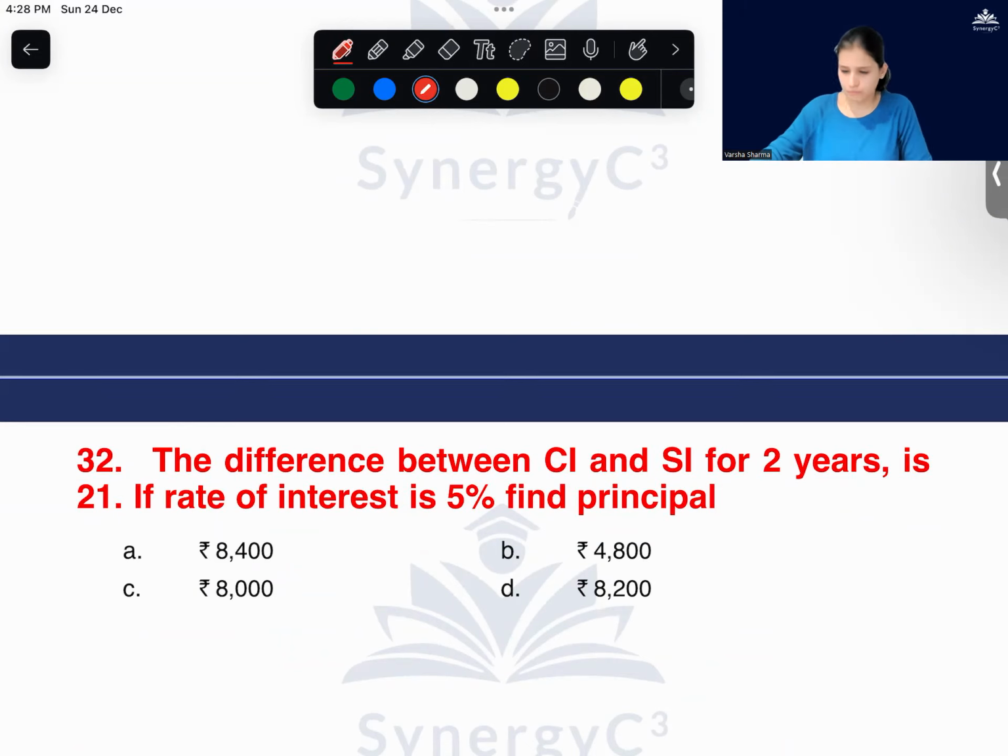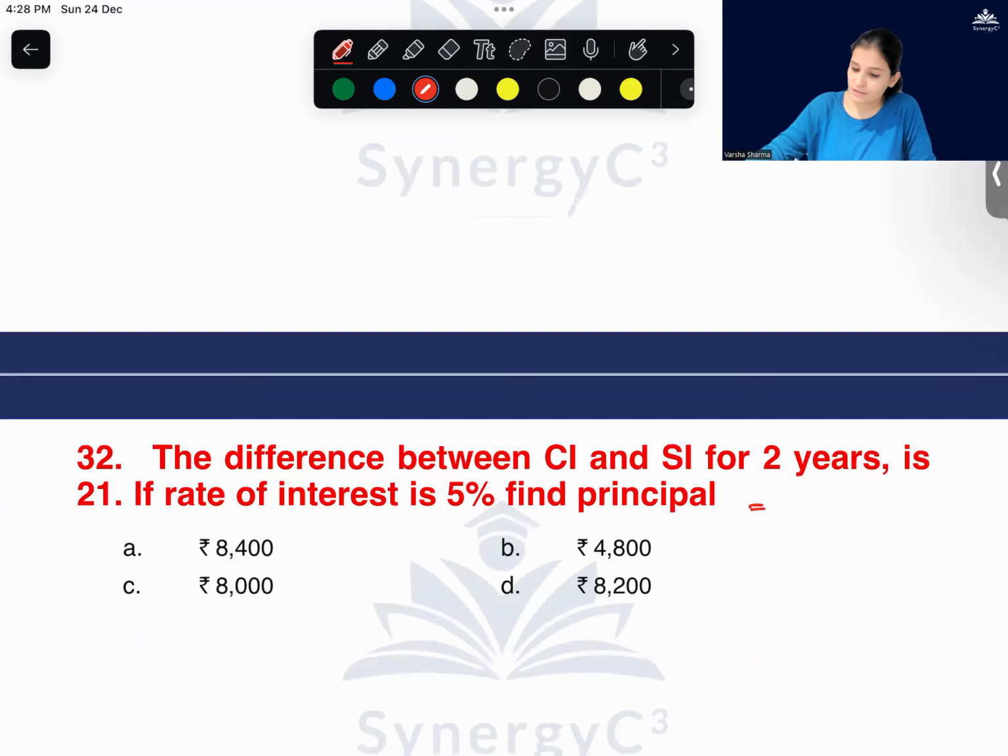There's a formula. What's the formula? Difference into 100 square upon r square. What's the answer? 8,400.